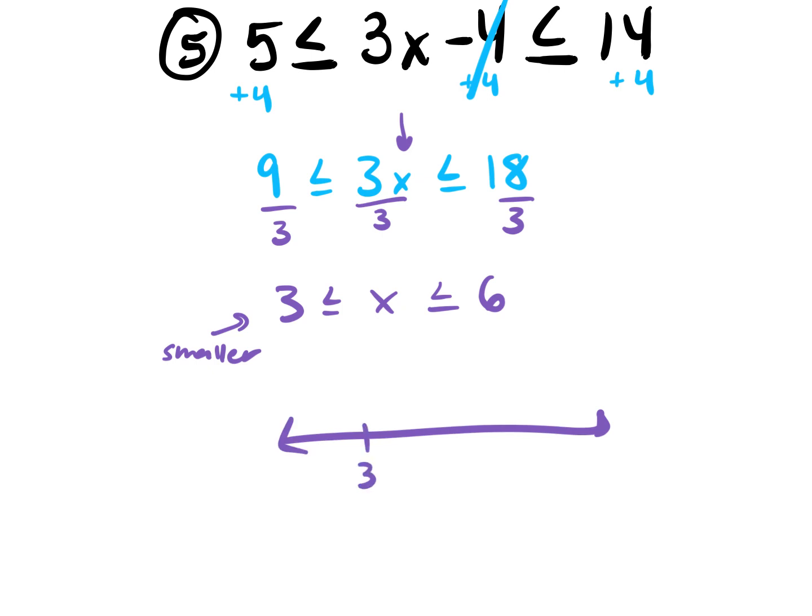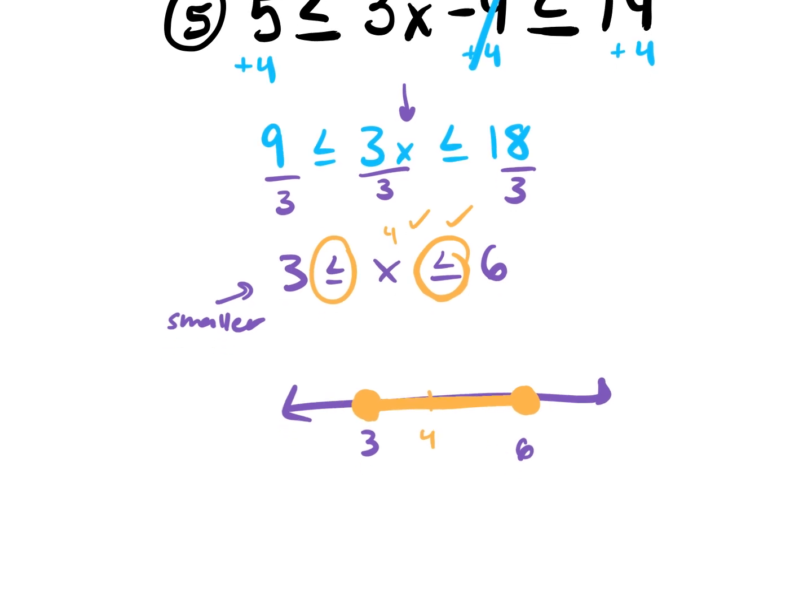So I'm going to have 3 and 6. Now, 3 is less than or equal to x, which is less than or equal to 6. So we could pick a number in between, like 4. 3 would be less than or equal to 4, which is true. And 4 is less than or equal to 6, which is also true. So we're going to highlight in the direction of 4. Because these are both less than or equal to, we put a closed circle at 3 and 6.